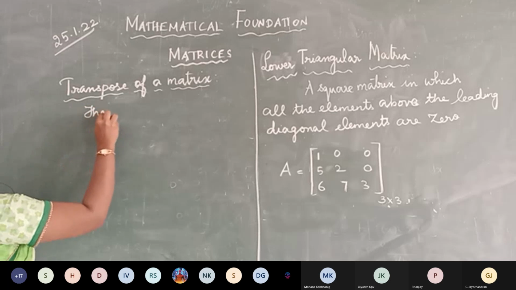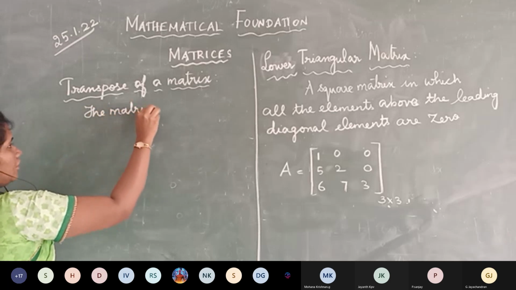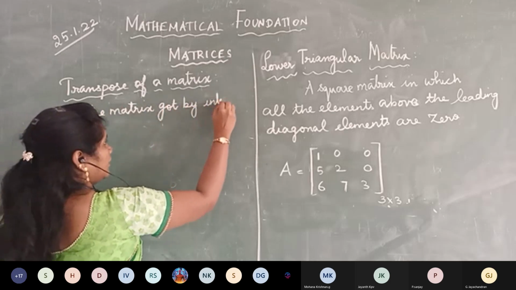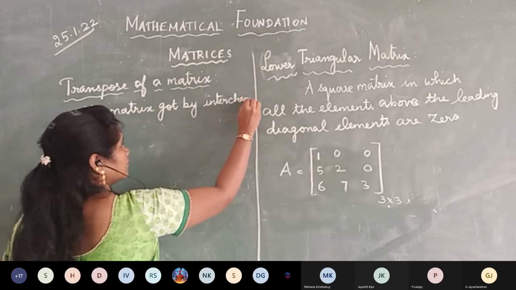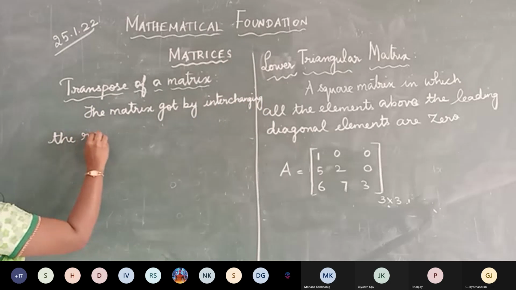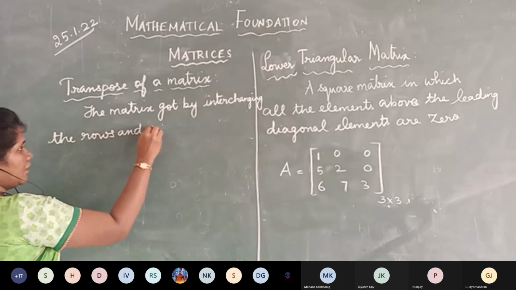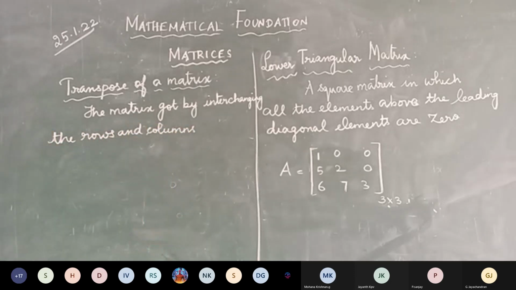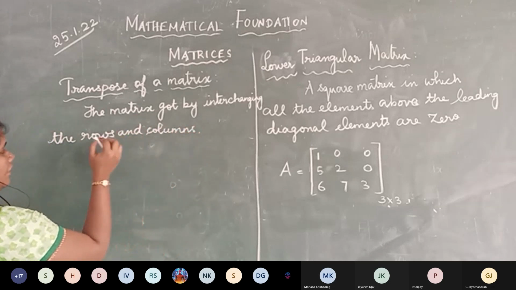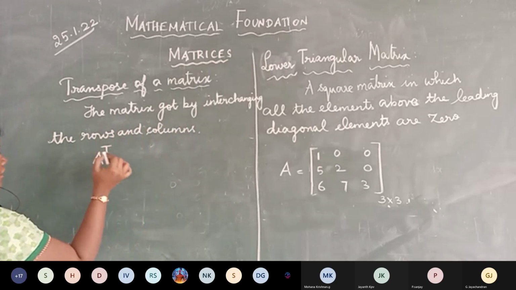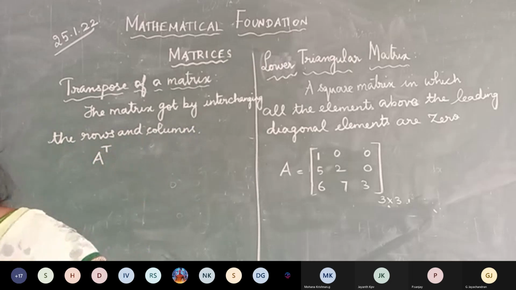The matrix got by interchanging the rows and the columns. Interchanging the rows and columns are called the transpose of a matrix. We denote it by A transpose. Okay, we denote it like A transpose.